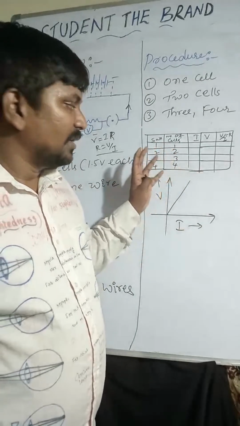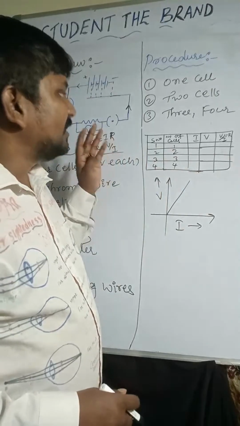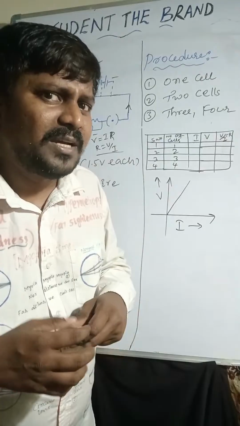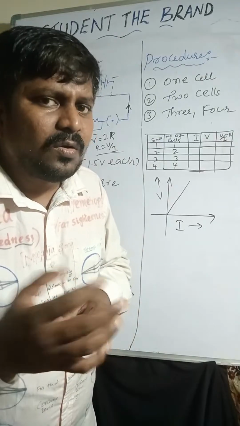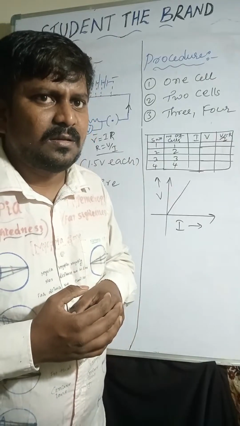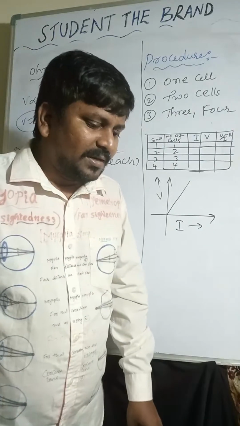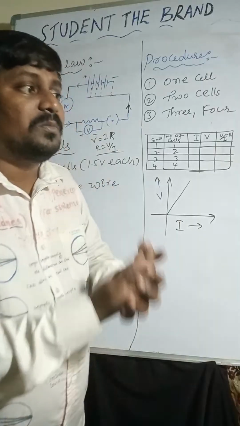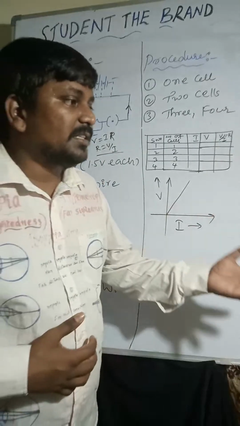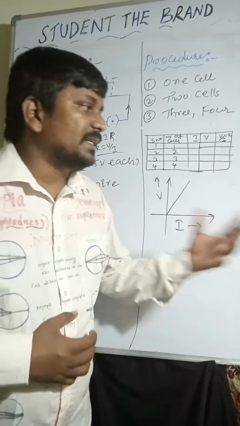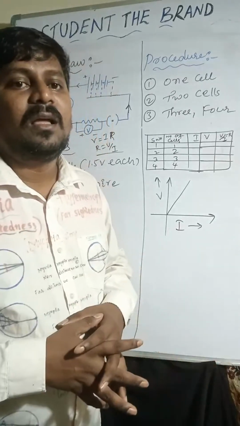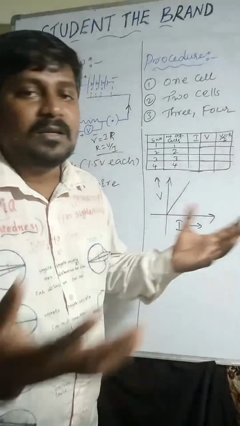This shows this is for ohmic conductors. Sir, what is an ohmic conductor, sir? An ohmic conductor is, as I said just now, the conductor which obeys Ohm's law, the substances which obey Ohm's law, the resistors which obey Ohm's law, the circuits which obey Ohm's law. Understood?